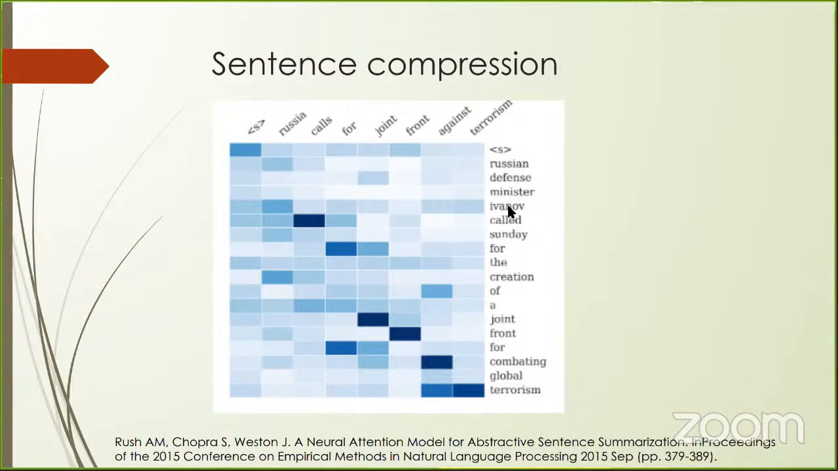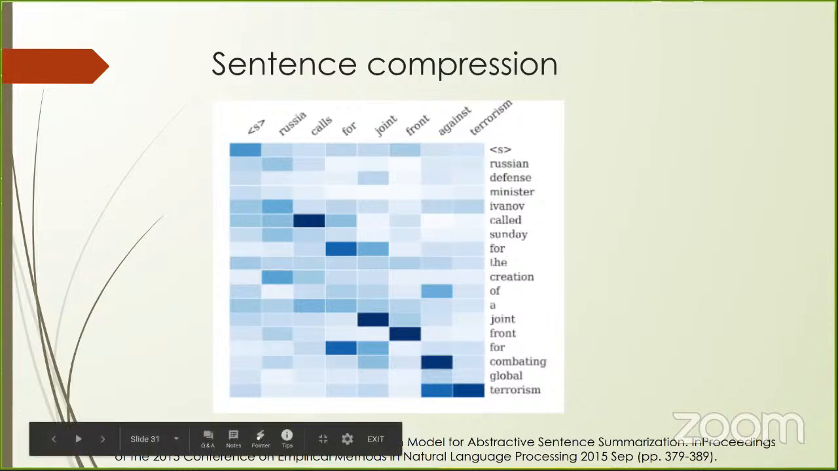The second thing is, Defense Minister Ivanov might not be that important, because Russia represents basically the whole phrase. Again, it can know this from its training data. So it has seen a lot of cases where a country followed by some minister was compressed into just a country name. That's something it has seen from the training data. So now that it knows that Defense Minister Ivanov is probably not important, the next thing is called. Okay, sir. So it will get it from training data. Yes, it will get it from training data.